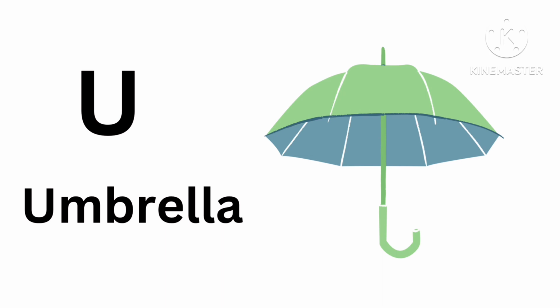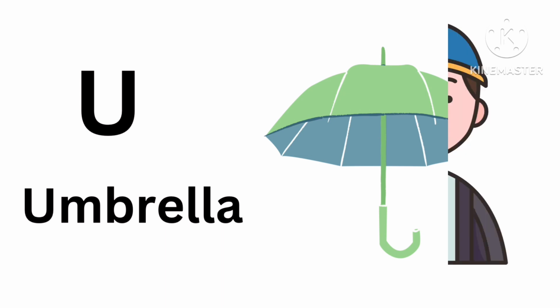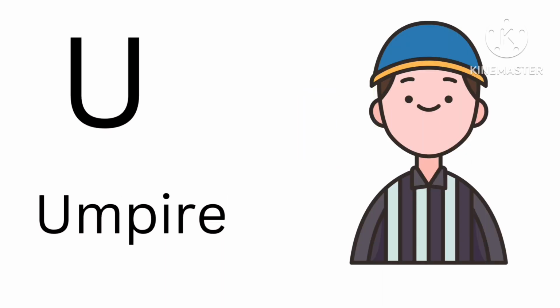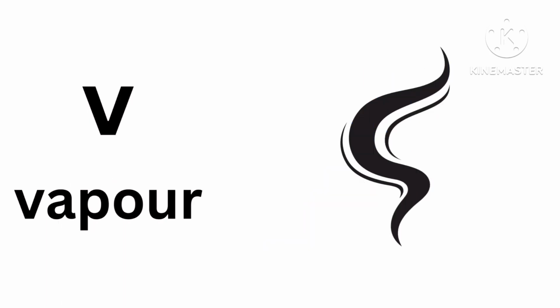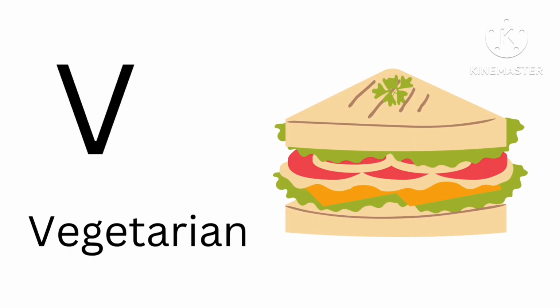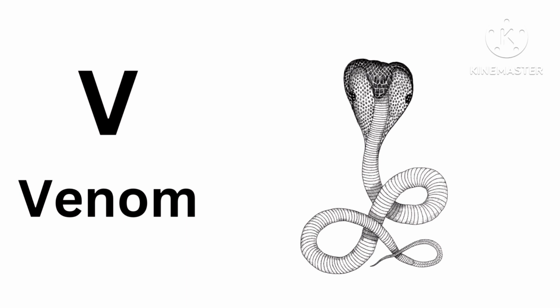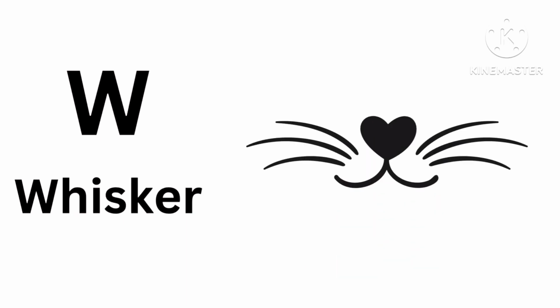U for umbrella. U for umpire. U for union. V for vapor. V for vegetarian. V for venom.